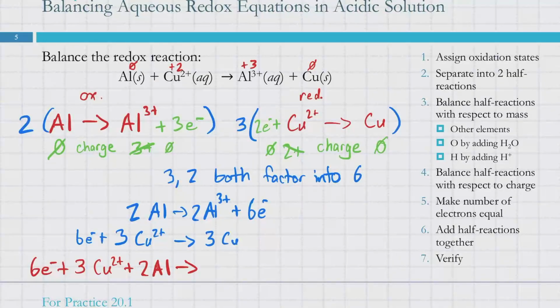That's on the left side. On the product side, we've got 3 copper metal, plus 2 aluminum ions, plus 6 electrons. And since we've got 6 electrons on the left side and 6 electrons on the right side, we can cancel them out.